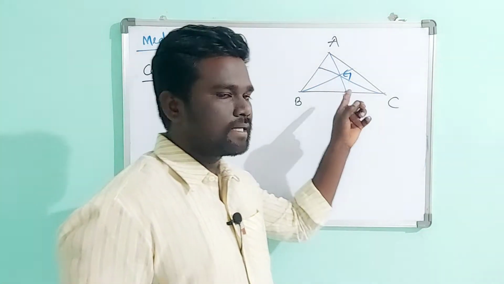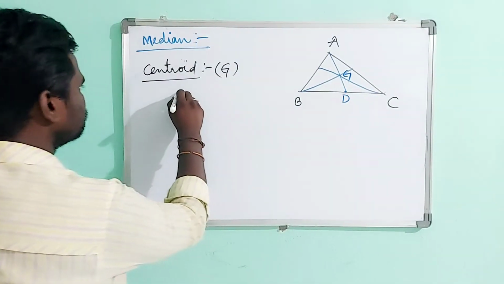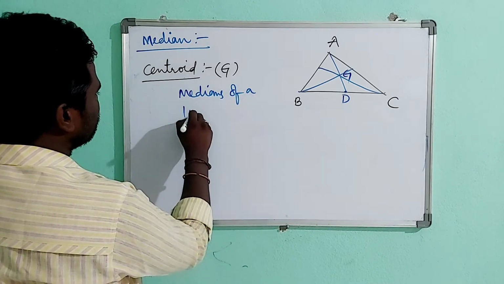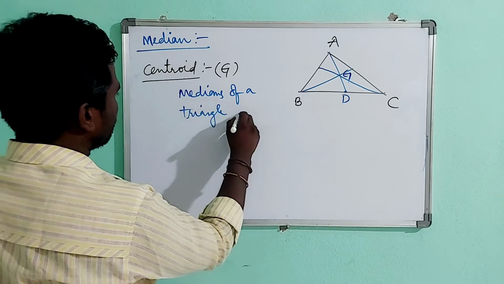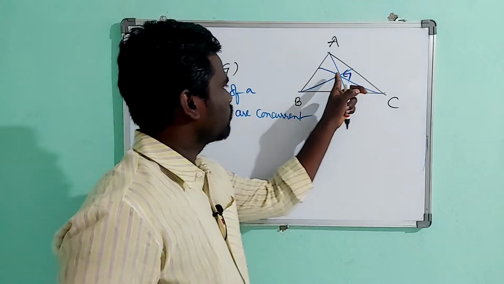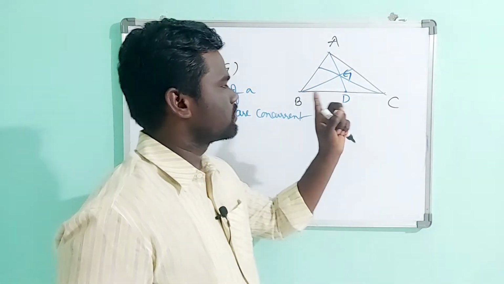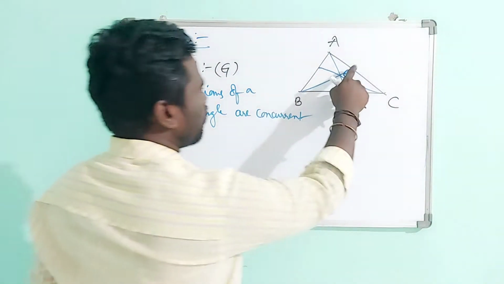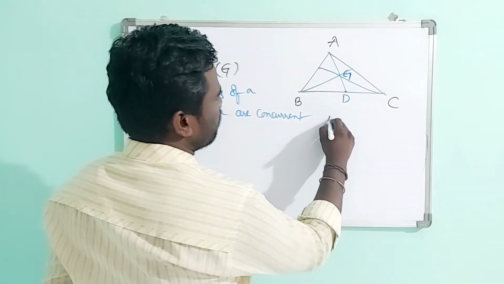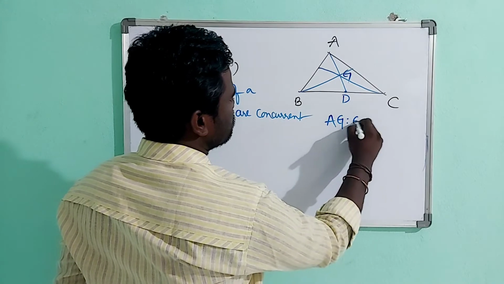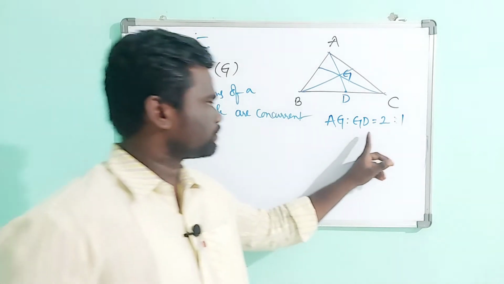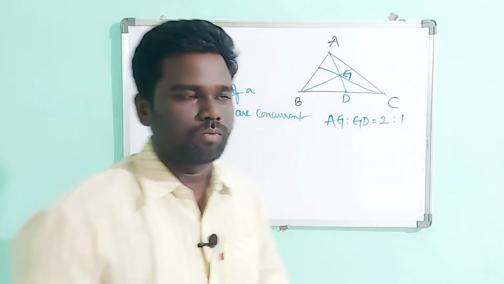So if the medians of a triangle are concurrent, then the point of concurrency is called the centroid. And one more thing is, the centroid divides the median in the ratio 2:1. So AG is to GD equal to 2:1. The centroid divides the median in the ratio 2:1.